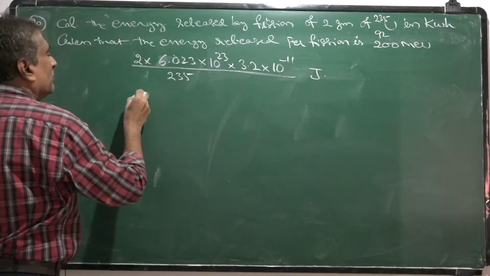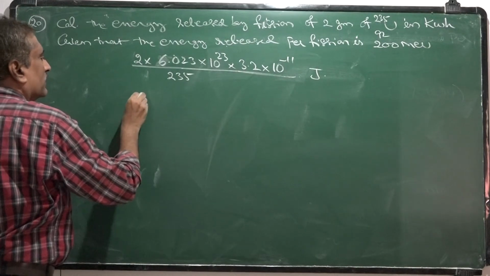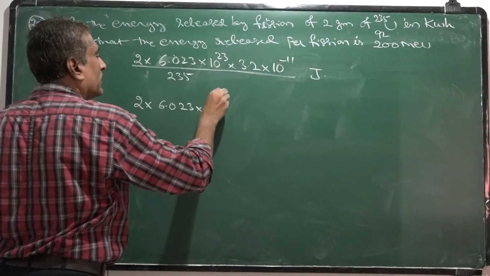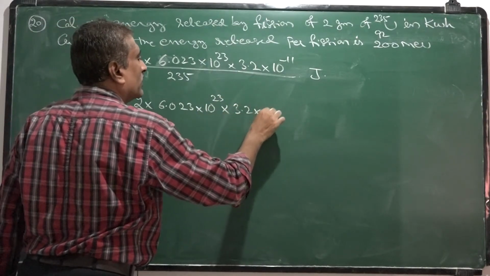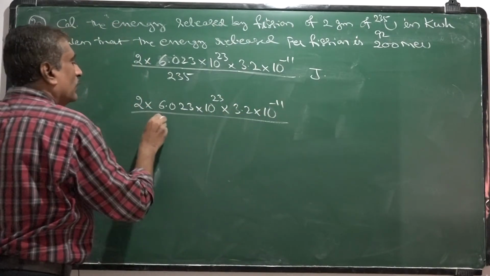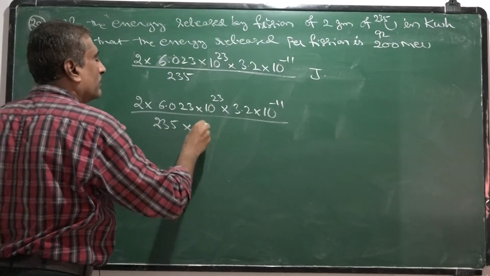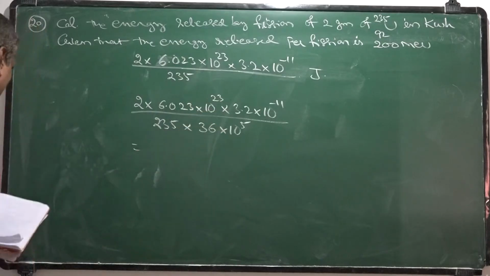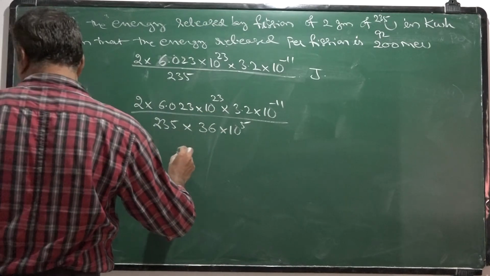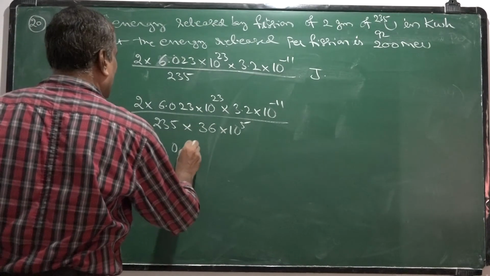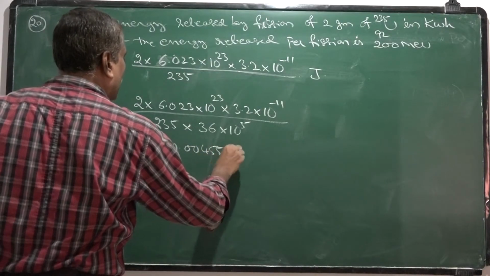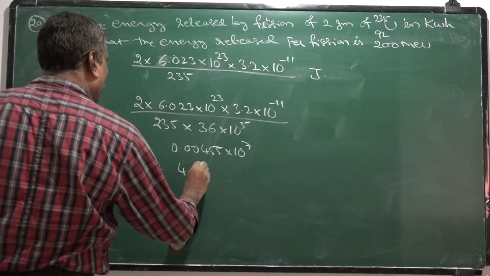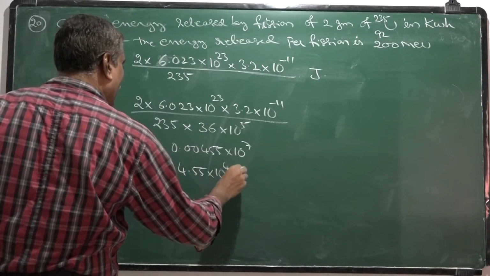To convert into kilowatt hour, that is 2 into 6.023 into 10 power 23 into 3.2 into 10 to the power minus 11 divided by 235 into 36 into 10 power 5 kilowatt hour. So using calculator we calculate it as 0.00455 into 10 power 7, or this is also equal to 4.55 into 10 power 4 kilowatt hour.